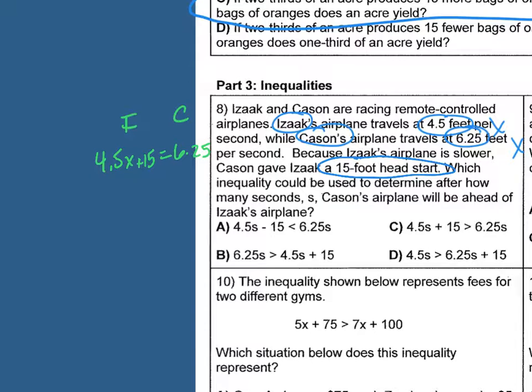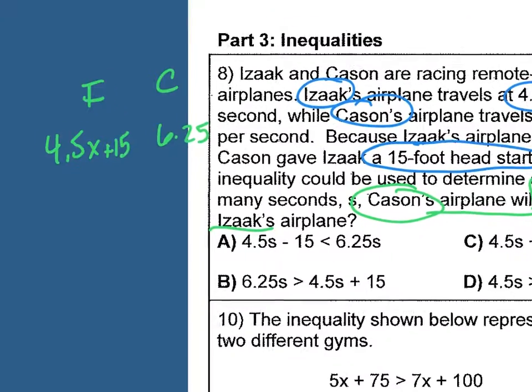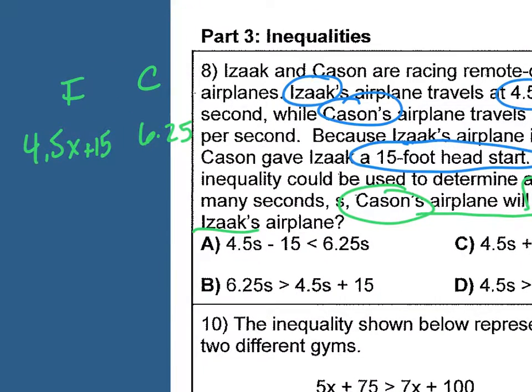Which inequality, so it's not equal, which inequality could be used to determine how many seconds Kason's airplane will be ahead of Isaac's? So think about your inequality signs. If we want Kason's airplane to be ahead of Isaac's, is that greater than? Is that less than?